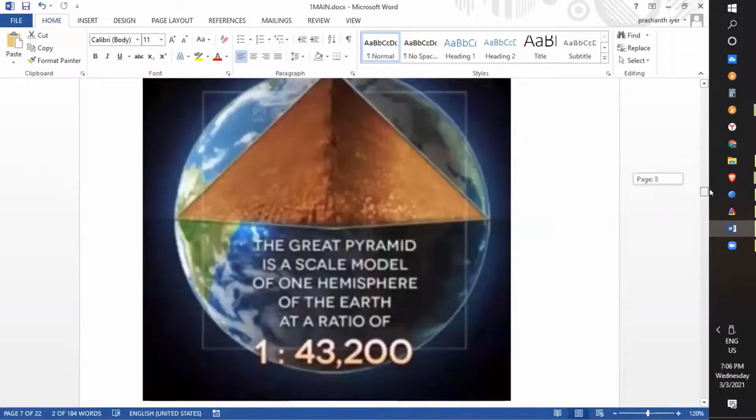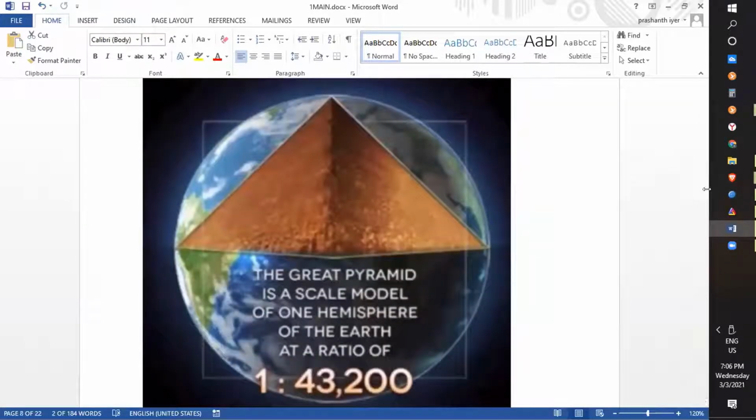So this is the most interesting part. The Great Pyramid is actually a miniature form of 1 divided by 43,200 of the whole Earth. And that is what's so great about it. It's actually like time. It's like 12 hours. If you convert 12 hours into seconds, you get 43,200 seconds. So that's repetitive everywhere.